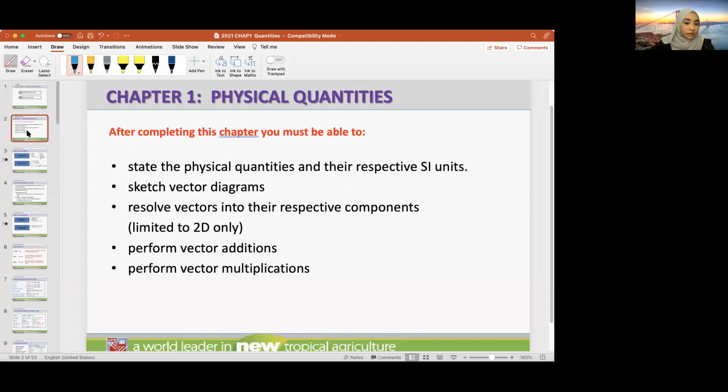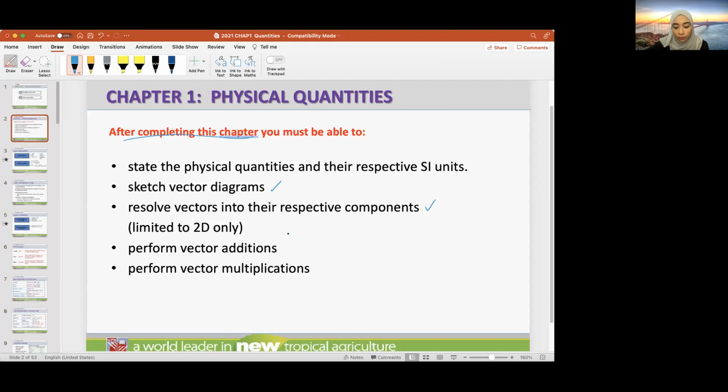So for this chapter, at each chapter, I will tell you what the learning outcomes are. After completing this chapter, you must be able to state the physical quantities and their respective SI units, sketch vector diagrams, resolve vectors into their respective components. So these are your aims, the things that you want to learn in this chapter. And possible questions in the exam.